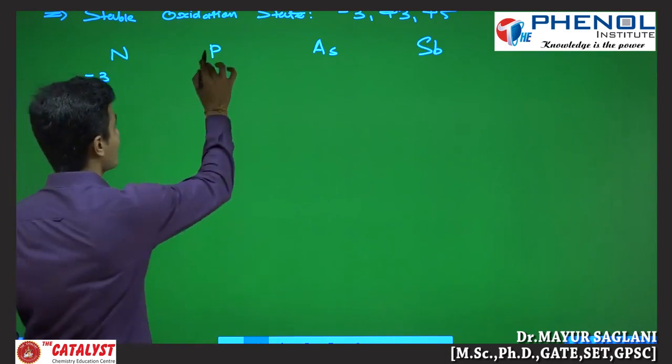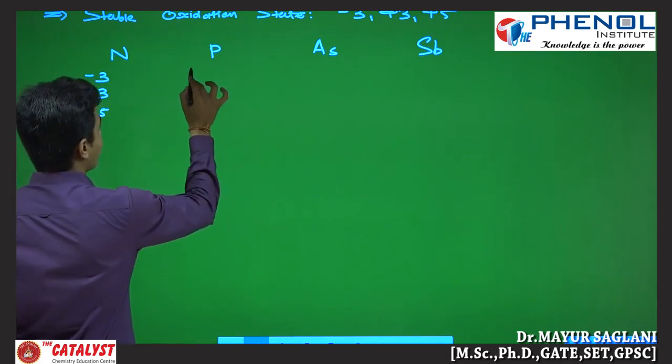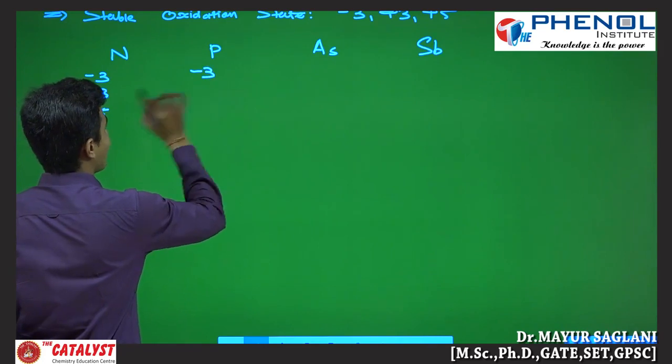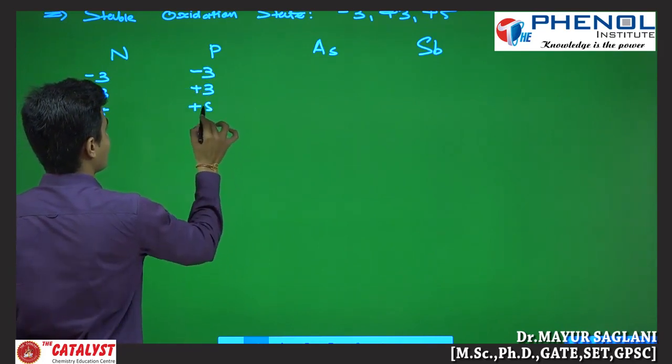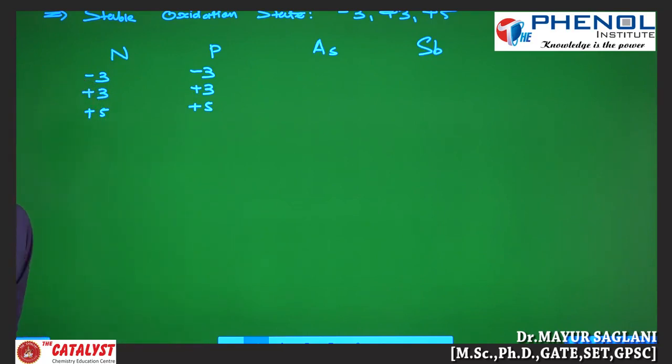Okay, if you see phosphorus, it also can show the -3 oxidation state, it can also show the +3 oxidation state, it can also show the +5 oxidation state.